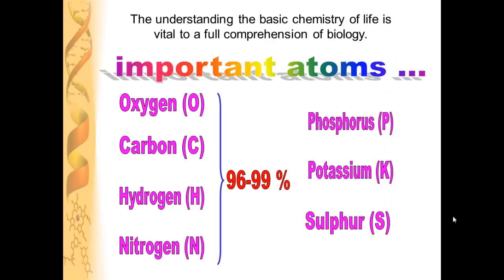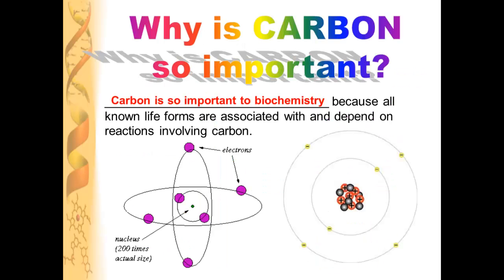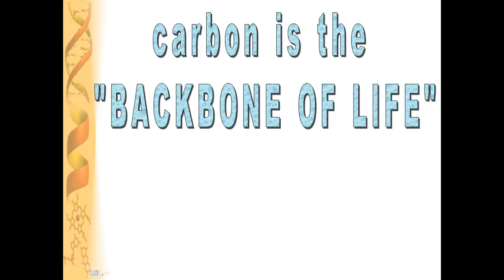In human biology, there are some atoms that are more important than others. 96 to 99% of our bodies are made up of 4 simple elements: oxygen, carbon, hydrogen, and nitrogen. There are other elements that are also important: phosphorus, potassium, sulfur, calcium, iron, and I'm sure you can think of others. But carbon is the most important of all. It is found in almost all of the molecules that make up living things. Carbon is what we call the backbone of life.